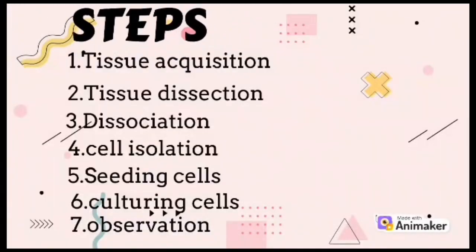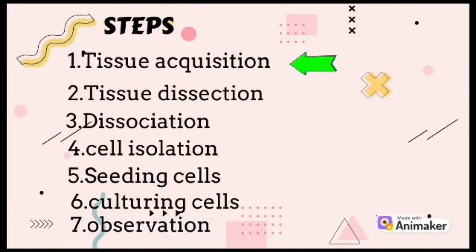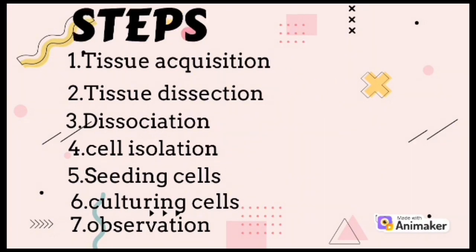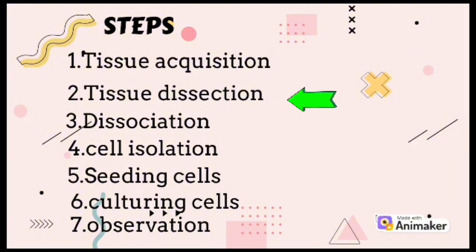Now let's look at the steps involved in primary cell culture in detail. In the first step, we have tissue acquisition. In this, we have to obtain the living tissue from the donor organism, which can be a human, animal, or plant. Tissue can be obtained through biopsies, surgical discards, or other appropriate methods depending on the source. In the second step, we have tissue dissection. In this, we have to carefully dissect it to isolate the specific area or cell type of interest.